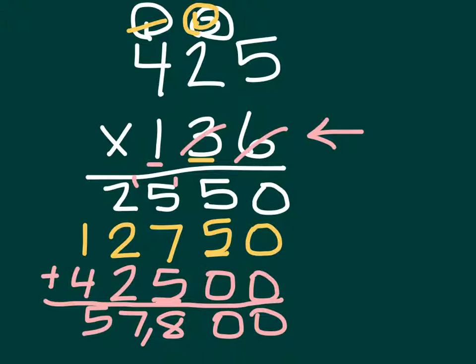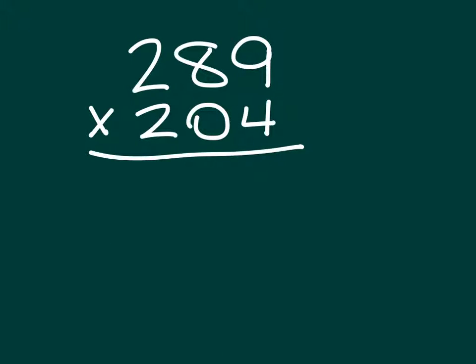So our final answer is 57,800. Let's try one on your own. Write this new 3-digit times 3-digit problem down and solve it on your own. Pause the video while you solve it, and when you're ready, turn the video back on to check your work.